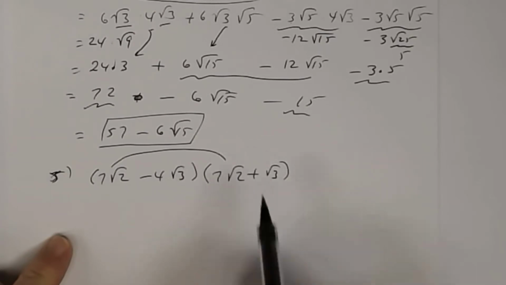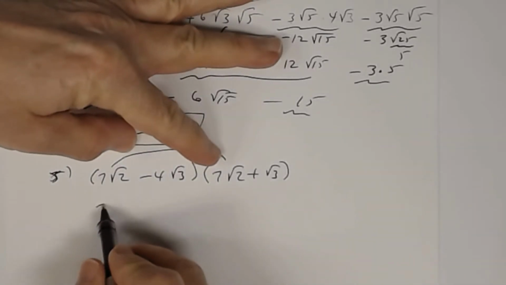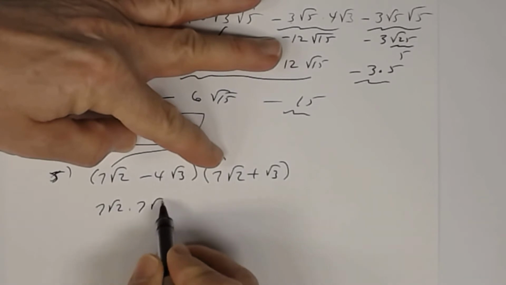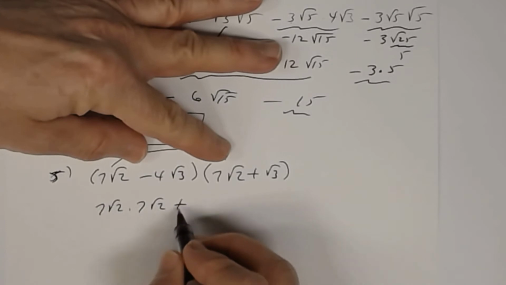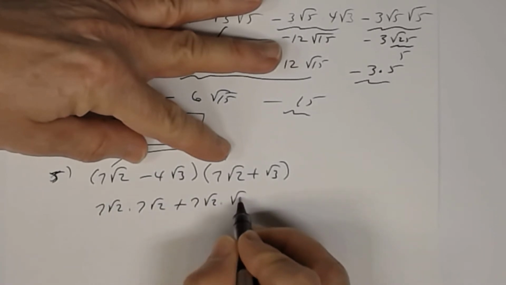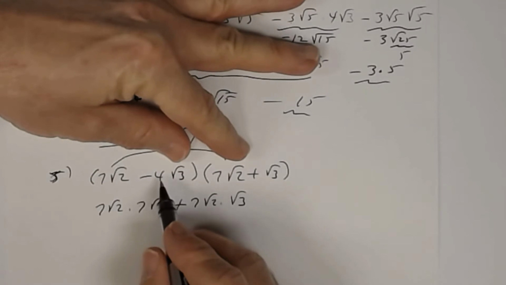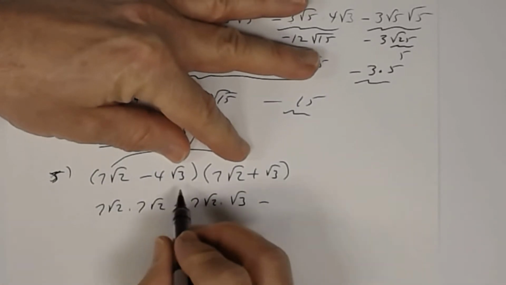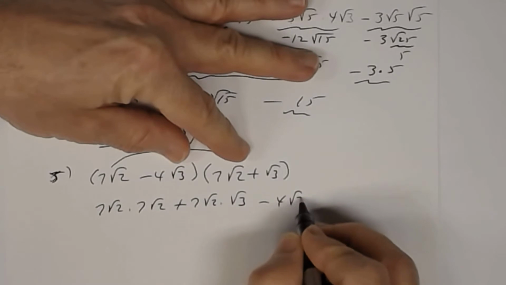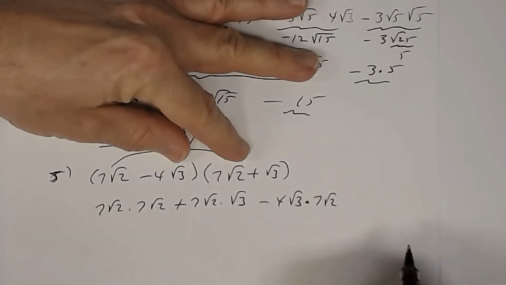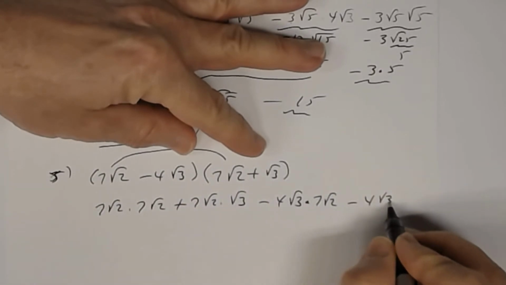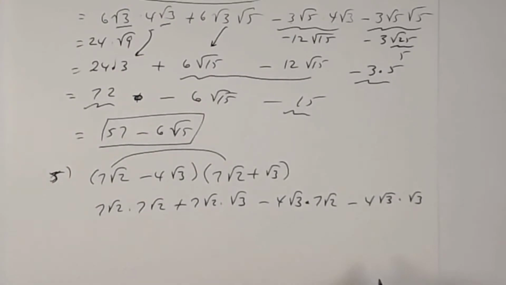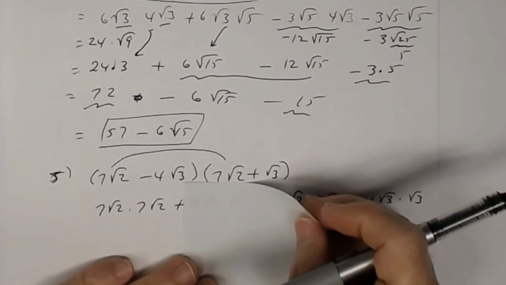So first times first. So I have 7 square root of 2 times 7 square root of 2, right? The outer, positive times positive is a positive. So 7 square root of 2 times the square root of 3. The inner, a negative times a positive is a negative. So we're subtracting 4 square root of 3 times 7 square root of 2, right? And then the last, so minus 4 square root of 3 times the square root of 3. Okay? All right, now let's again cover up things that you need to cover up.